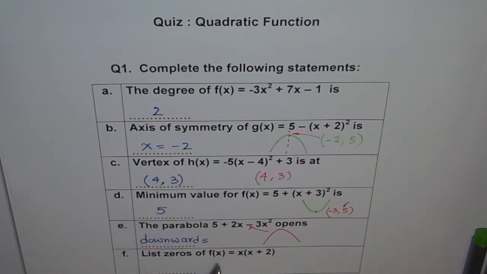Now, list zeros for this function. So list zeros for this function means you have to equate f of x equals to 0. And if you do so, then what do you get? You get x times (x plus 2) equals to 0. Now when can these two factors be 0? When either x is 0 or x equals to minus 2. So those are the two values of x which can make this 0. So zeros are at x equals to 0 or at minus 2. So we have two zeros, okay, here.